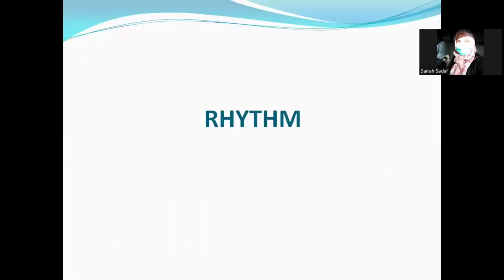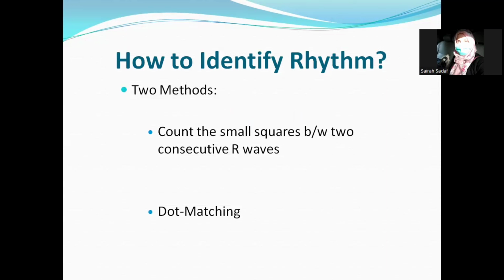Now rhythm. Rhythm is very easy. Two methods to identify the rhythm. First method is very easy. You just need to count the small squares between the two consecutive R waves. You just have to see that the rhythm is regular or not. The dot method is what? First, I have to draw and then I can tell you.